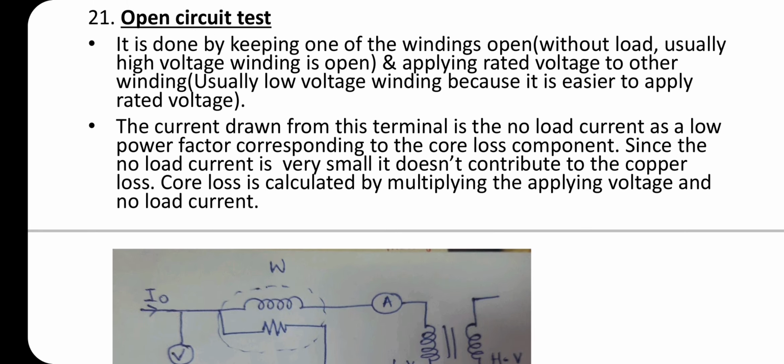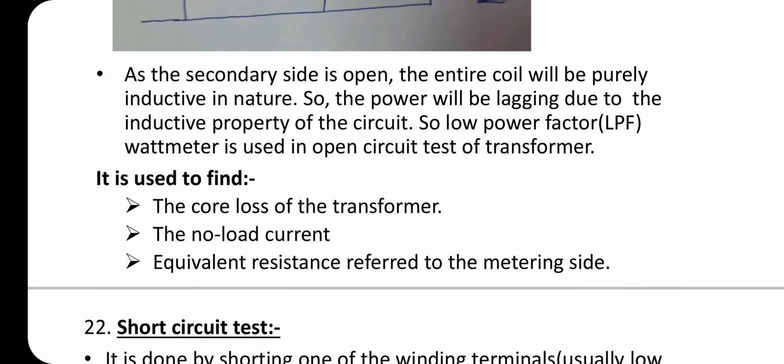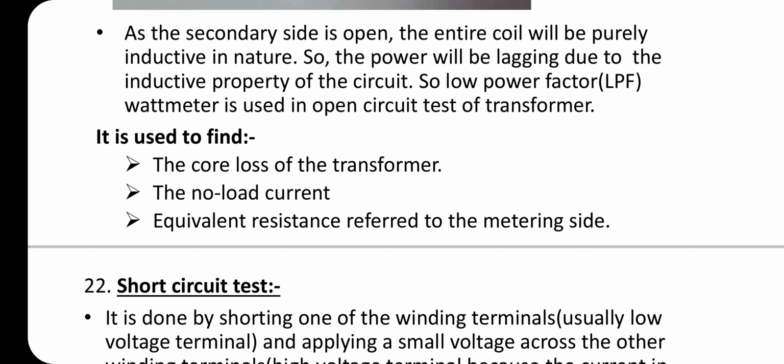The figure shows the open circuit test. As the secondary side is open, the entire coil will be purely inductive in nature. So the power will be lagging due to the inductive property of the circuit. So low power factor wattmeter is used in open circuit test of transformer. Open circuit test is used to find the core loss of the transformer. The no load current equivalent resistance referred to the metering side.